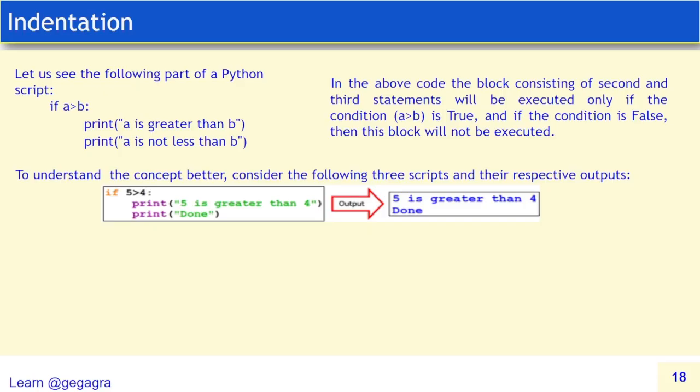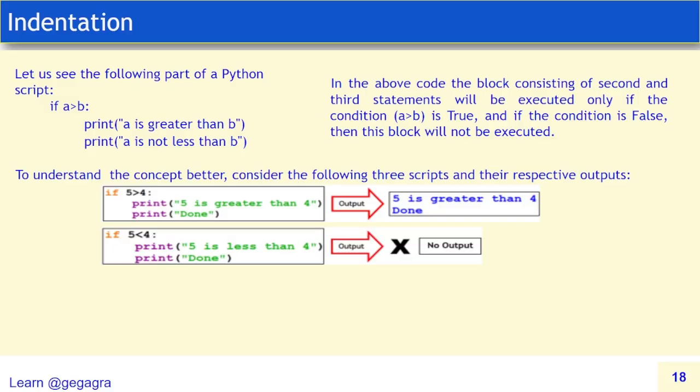Next example, 5 less than 4. If you see, 5 is not less than 4, so the block which is coming under the 5 less than 4 condition will not be executed. Why? Because 5 is not less than 4, so there will be no output.